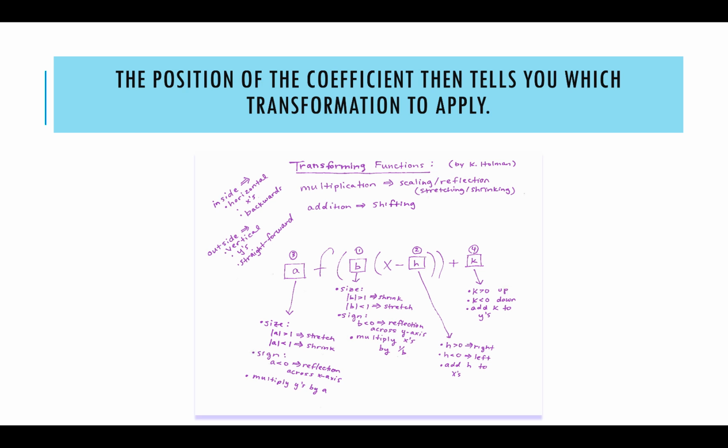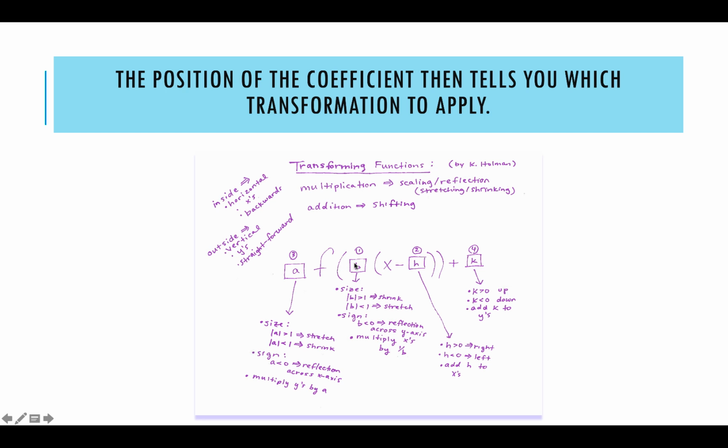compare and contrast. If it's a multiplication, that's going to tell us that we have reflection and stretching and/or shrinking. We might not have reflection, but if it's addition, it's going to be shifting. If it's inside, that tells us it's going to be a horizontal transformation, which affects the x values, and there's oftentimes something backwards about that process. Outside is going to be vertical, which is going to be y values, which is going to be straightforward.